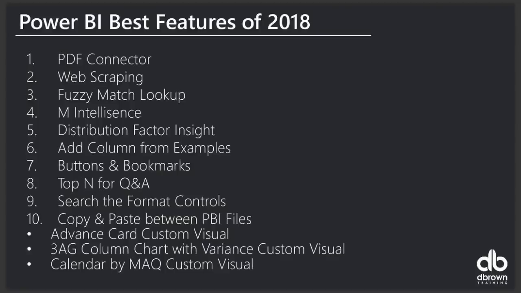Add column from example, which is the same as flash fill in Excel. Buttons and bookmarks, top-end reporting using Q&A. Just type your question in words, and it just comes out with a report. Search the format control. So instead of looking for your formatting, just type into the search. You want to do something on color, type color. You want to do something on font size, type font size. That's just it. And then copy and paste between Power BI files. That's the last one that we tried to show you, but the files are not opening. But that's it. So those are our top 10.